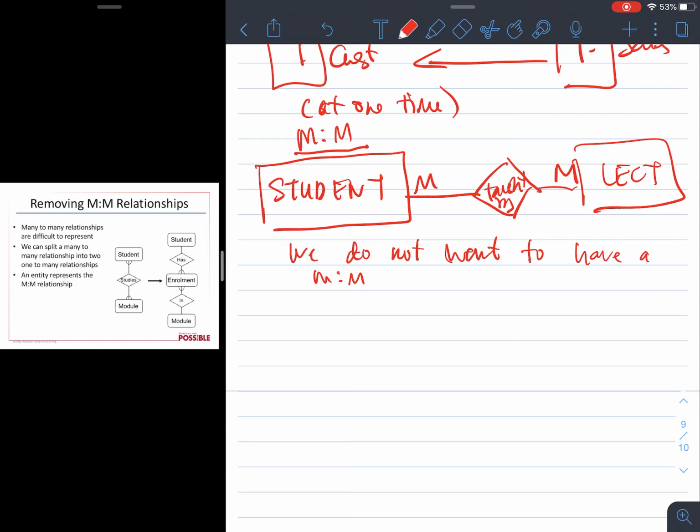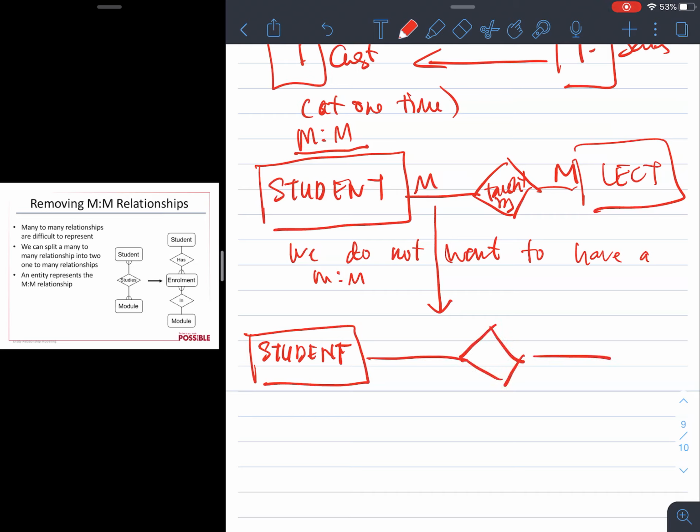Why? Because if you have this many-to-many, when you want to do queries later on, you will be prompted with redundant data. So let's say you have this many-to-many diagram. What you have to alter is, entity stays the same, you still have the relationship between them, you have the lecturer. Now what you have to do is create a junction table in between student and lecturer. This is what we call a junction table.